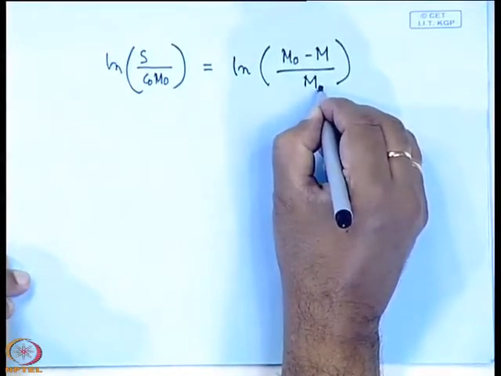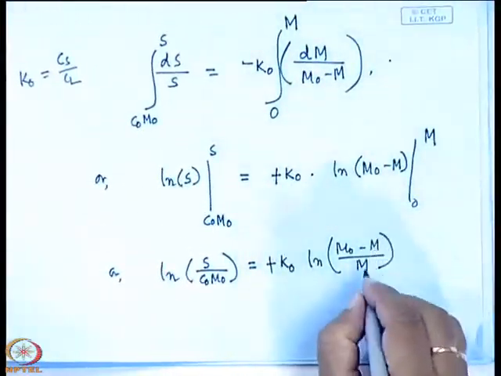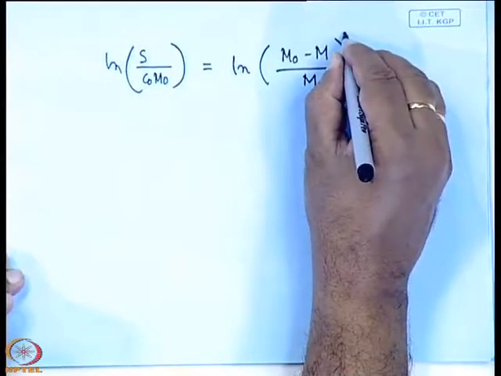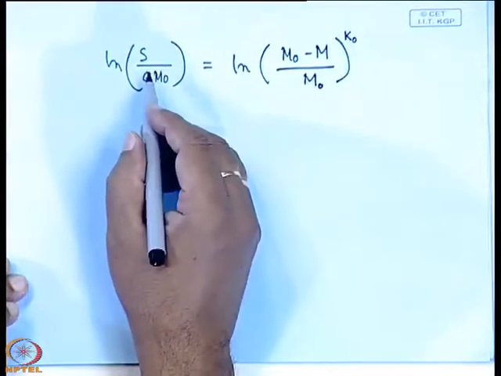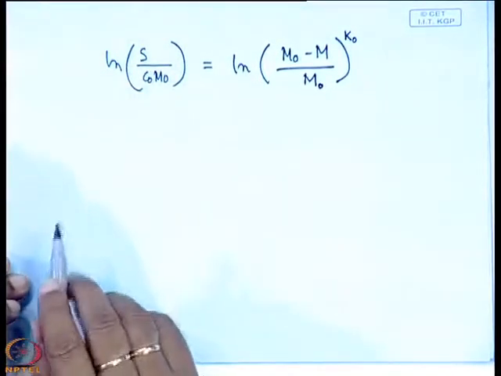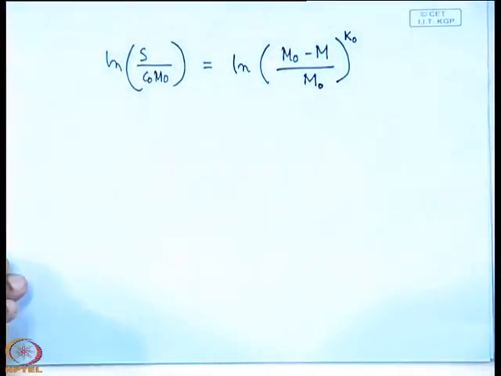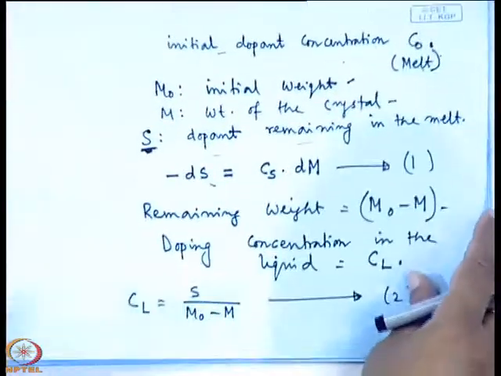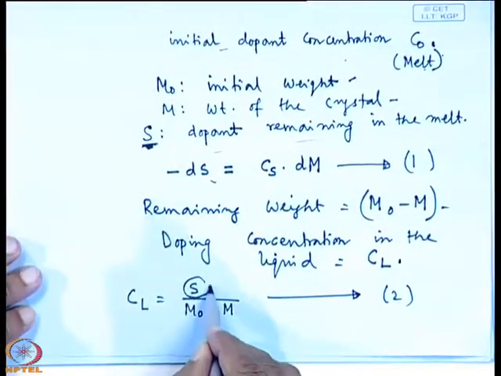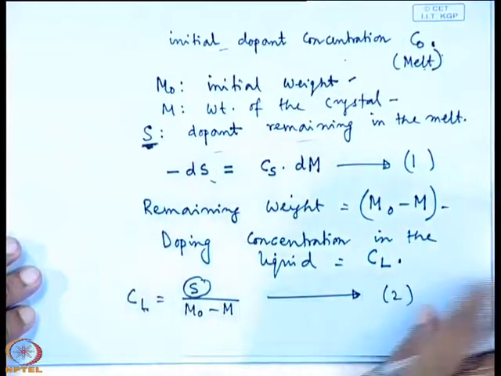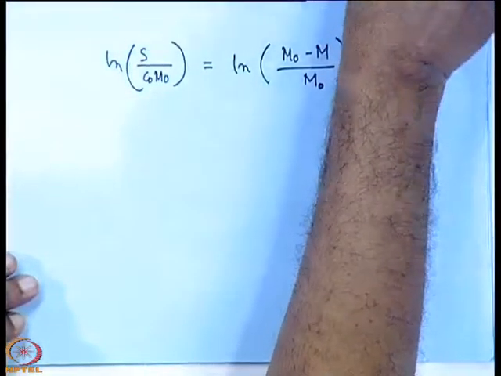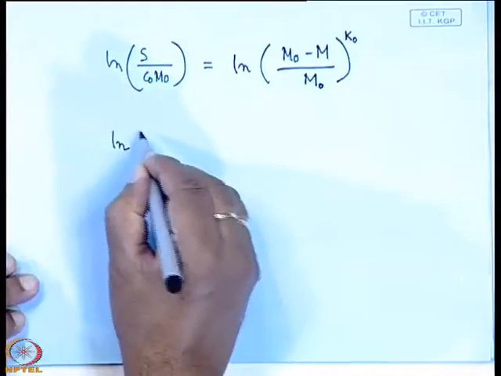It will be m0, yes, it will be m0 to the power k0, right. Now, you put the value of S. What was the value of S? This was the value of S, Cl into m0 minus m. So you put the value of this.